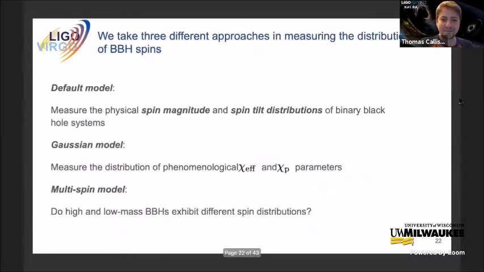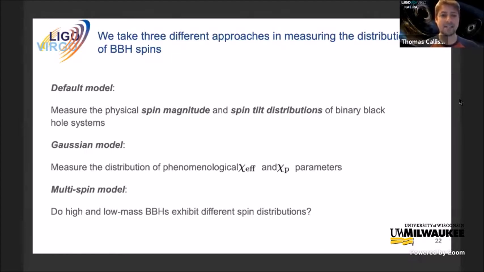Next slide, please. Okay, so we adopted a few different strategies to investigate the distribution of binary black hole spins. First, again, what we really want to know is the actual distribution of the physical spin magnitudes, chi1 and chi2, and their tilt angles. And so one approach, which is called the default model in the populations paper, sought to measure directly the population distributions of these spin magnitude and spin tilt angles.